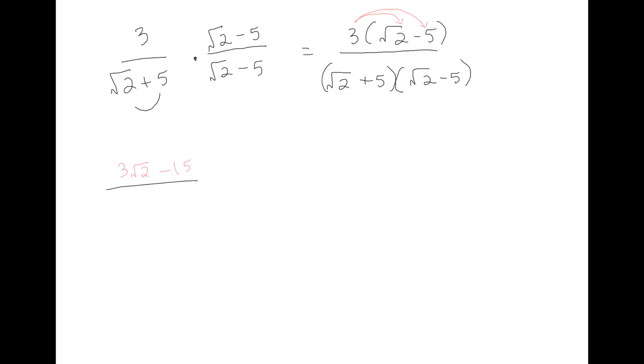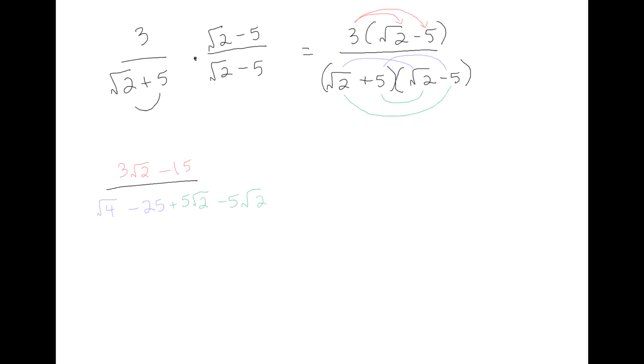For the bottom, you have square root of 2 times square root of 2, which is square root of 4. 5 times negative 5 is minus 25. 5 times square root of 2 is 5 square root of 2. And negative 5 times square root of 2 is negative 5 square root of 2.